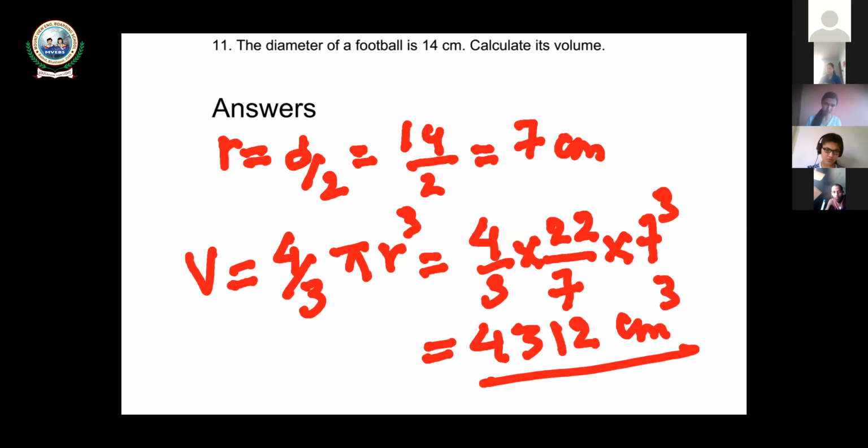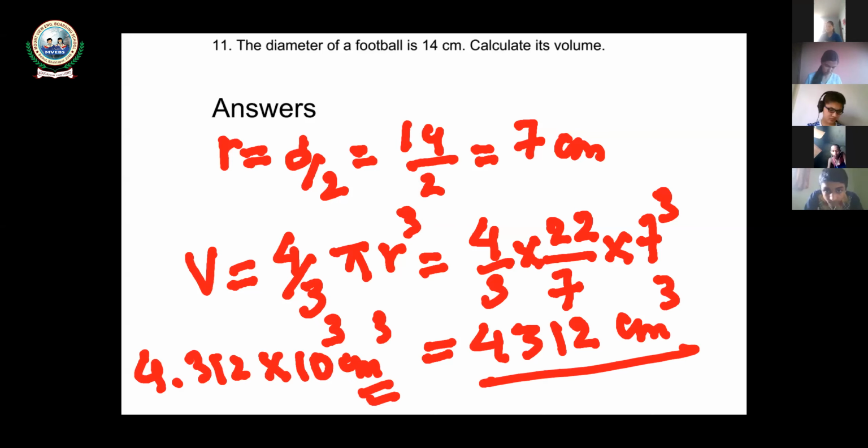Clear, class 9? Yes, the diameter of the football is 14 cm. First, we converted diameter into radius, and radius is 7 cm. And we put the formula for finding the volume. Volume of sphere is given by 4 by 3 pi r cube, and putting the value, at last we got the volume as 4,312 centimeter cube, which can also be written as 4.312 into 10 power 3 centimeter cube.